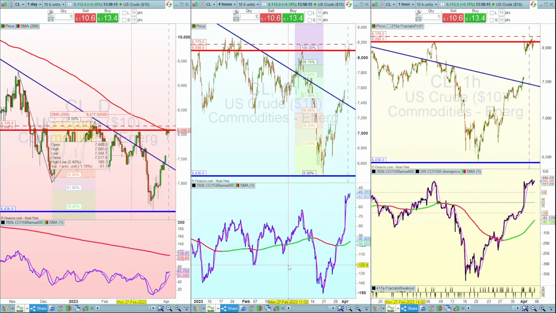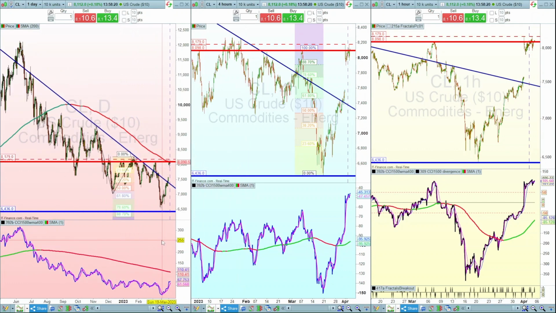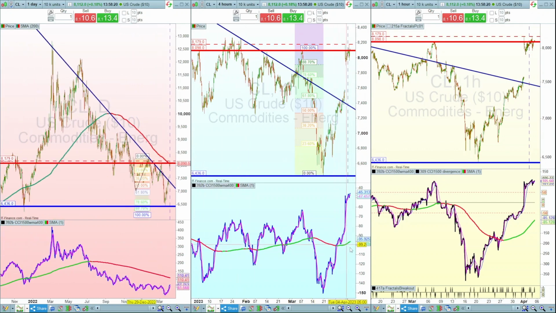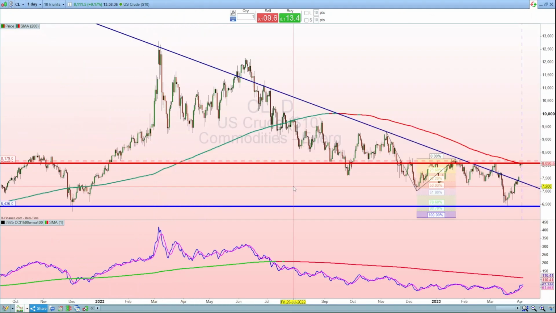So my approach is generally to trade with the daily direction. So only take short trades, and only when all three timeframes align with the CCI 1500. You can see there on the daily it's still in a very strong downtrend, whereas on the 4-hourly and the hourly it's going against that trend. So let's see what that means and drill down to each chart.